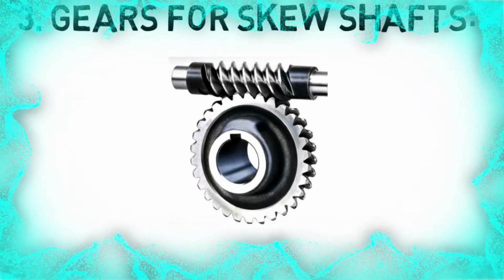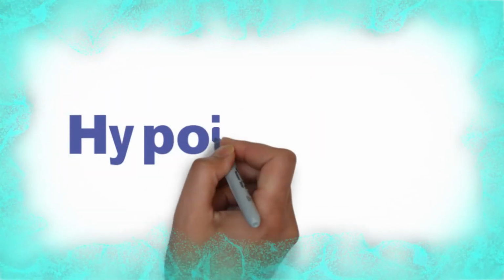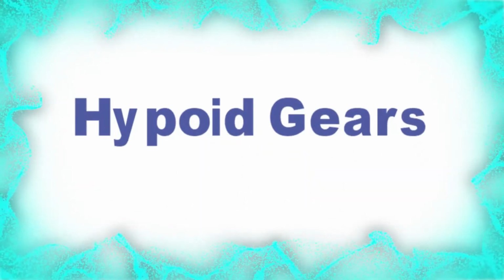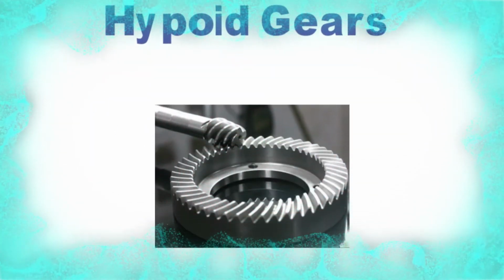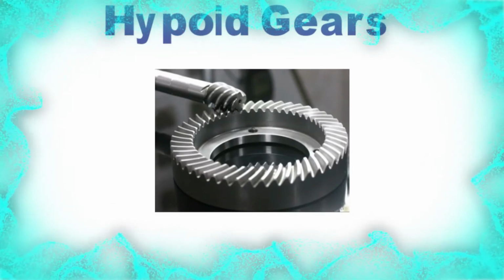Hypoid gears. The hypoid gears are made of the frusta of hyperboloids of revolution. Two matching hypoid gears are made by revolving the same line of contact. These gears are not interchangeable.